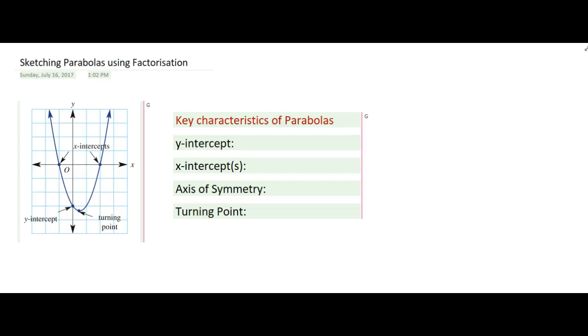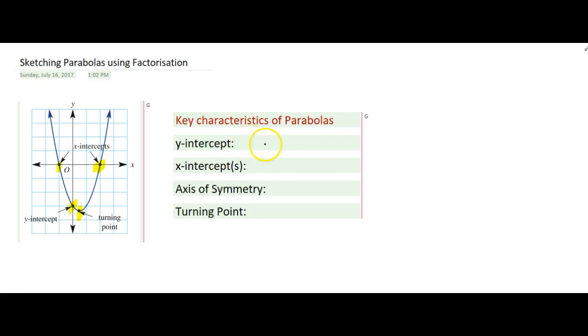Okay, so this is a video on sketching parabolas using factorisation. I just wanted to look at some of the key characteristics of parabolas. So we've talked about these before. The y-intercept is where the parabola crosses the y-axis. X-intercepts, there could be 1, 0, or 2. In this case there's 2, and the turning point is where the parabola changes direction, which is this point right here. Okay, so we can determine all these different characteristics of parabolas by doing different things.